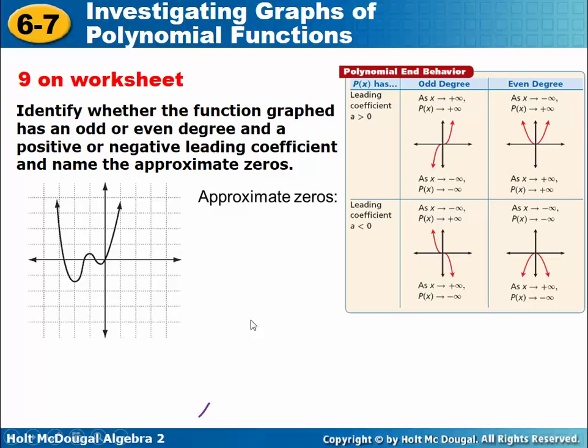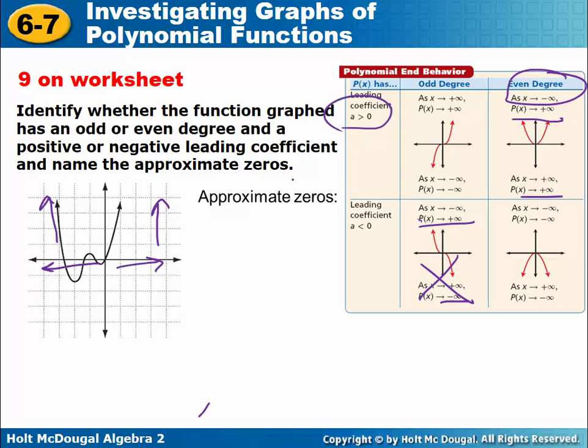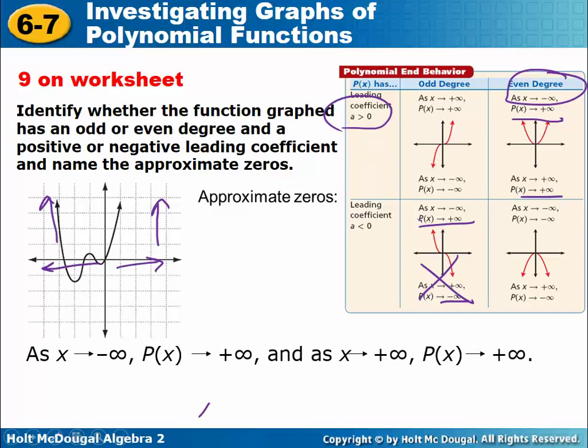Okay, here's our last one. This is number 9 on the worksheet. So you need to say that, as x approaches negative infinity this way, it looks like the function is increasing to positive infinity. So as x approaches negative infinity, p of x approaches positive infinity. That happens in these 2 cases, but also as x approaches positive infinity, the function is also increasing, whereas in this one it's decreasing. So that rules that one out. But this one still matches. So it is an even degree with a leading coefficient of greater than 0.